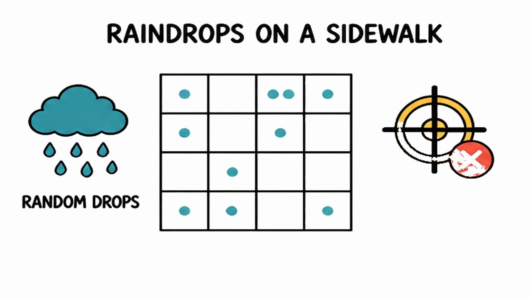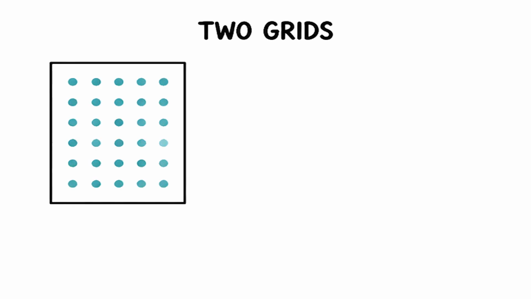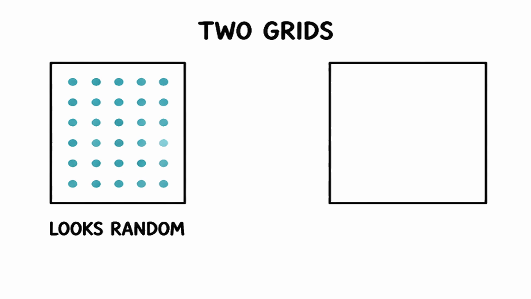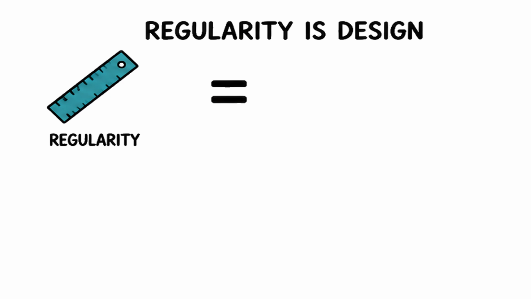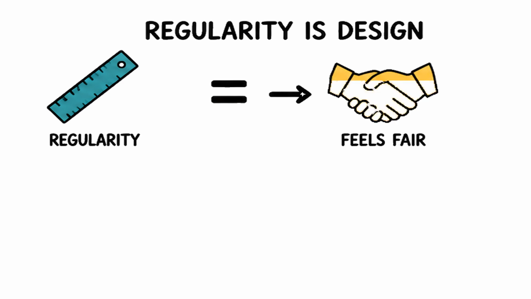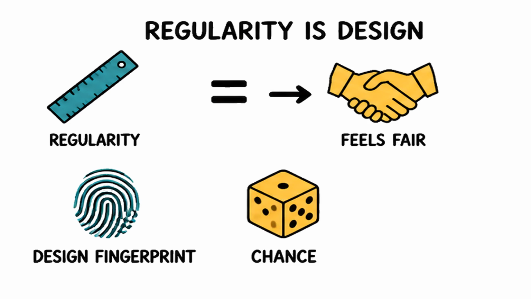Some squares get hit twice. Some stay dry. That uneven pattern is not evidence of a targeting system. Look at 2 dot grids. The left one looks random, but every dot sits far from its neighbors. The right one is actually random. It has clumps and gaps. The evenly spaced grid feels correct because our intuition equates fairness with regularity. But regularity is a fingerprint of design, not chance.